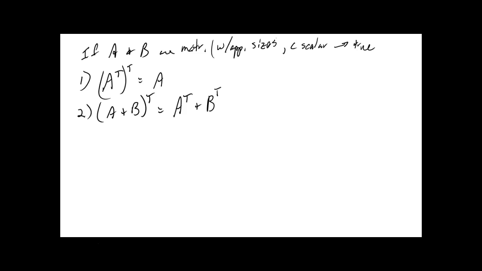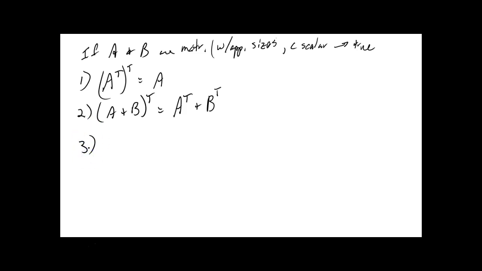Here, what has to be true about A and B? They have to be the same size. They don't have to be square, just the same size. But then, of course, the transposes will not be the same size as A and B, but they will be the same size as each other because you've just exchanged rows and columns. Okay? So the size makes sense, but the order doesn't really matter.